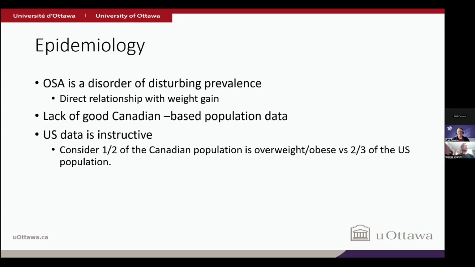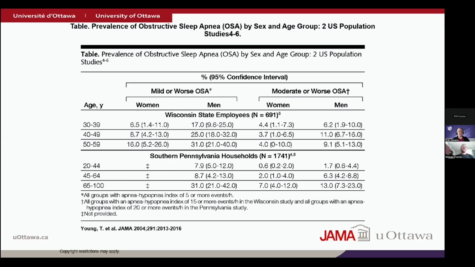We don't really have great Canadian accurate up-to-date data, but if we look at the US data, which is more thorough, it's instructive. If we consider that in Canada, about half the population is overweight and obese, and in the US, it's closer to two-thirds. The numbers are actually slightly higher than what I've noted here. And if you look in the US, the best data is probably the Wisconsin sleep study, and even this is 20 years old, demonstrating, I don't know, can you see my cursor here? Okay, I just want to make sure.